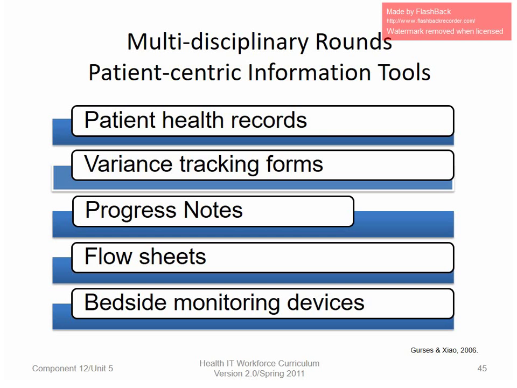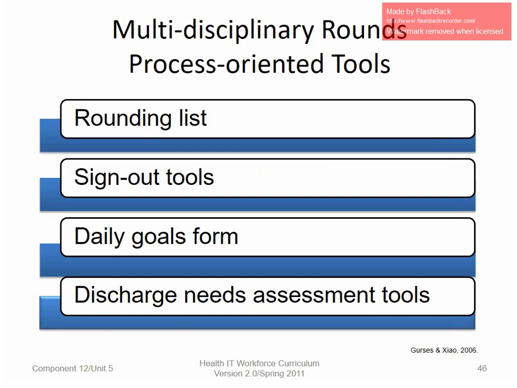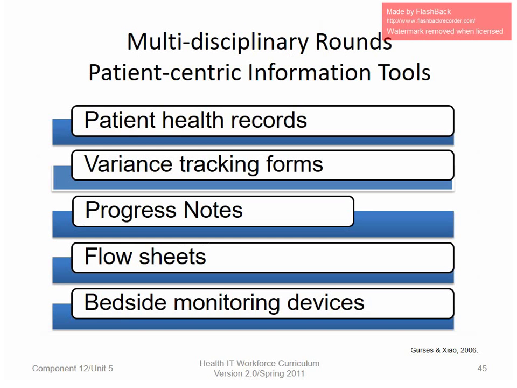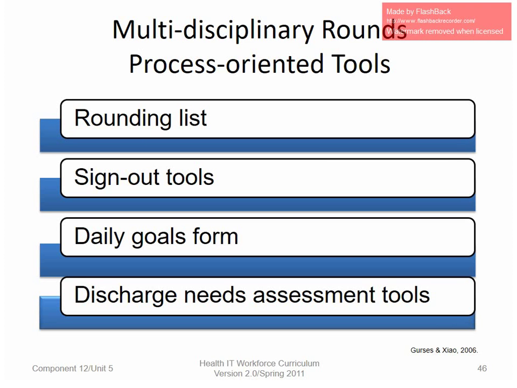So how are these multidisciplinary tools being used so that anybody that's taking care of a patient can interact with the patient, know what's going on with them, and provide them the best care at the best time, in the most efficient manner, and keep them at the center? We've got rounding lists, sign out tools, daily goal forms. There's all kinds of process oriented tools as well. So patient centric tools, remember the patient's at the center, and then process oriented tools.